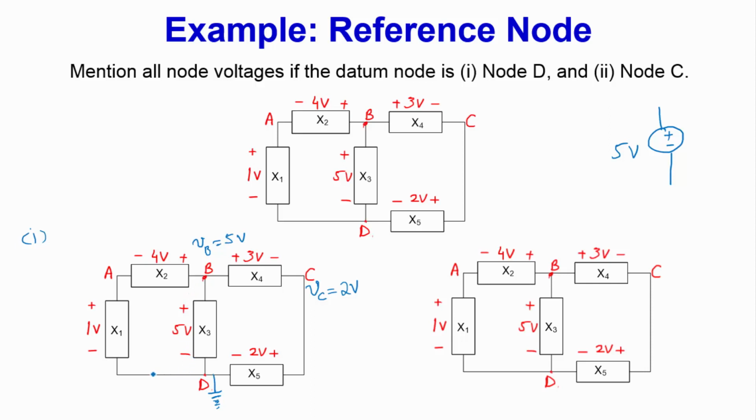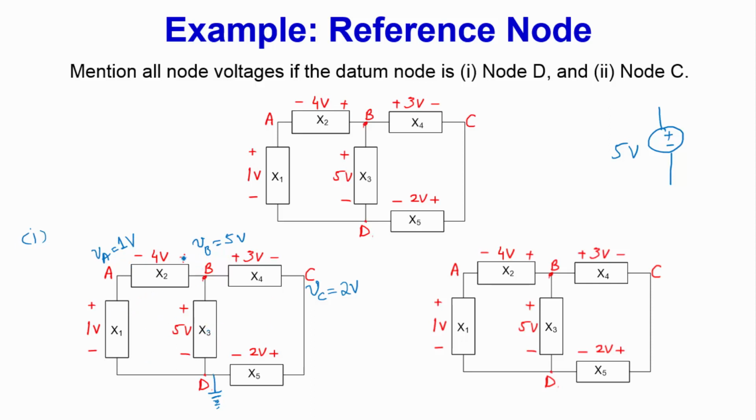And lastly, we have to find the node voltage at VA. By looking at x1, we can see that its negative terminal is connected to ground or 0, and its positive terminal has to be 1 volt higher than its negative terminal. So 1 volt higher than 0 is going to be 1 volt. So that is how we have found out all the node voltages for this circuit.